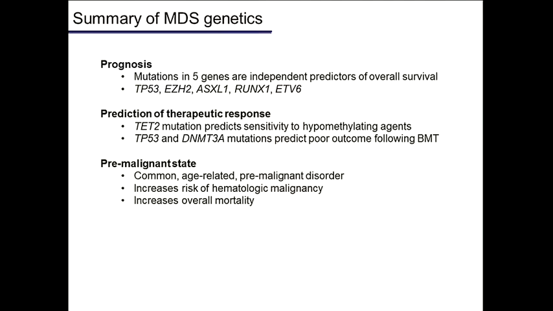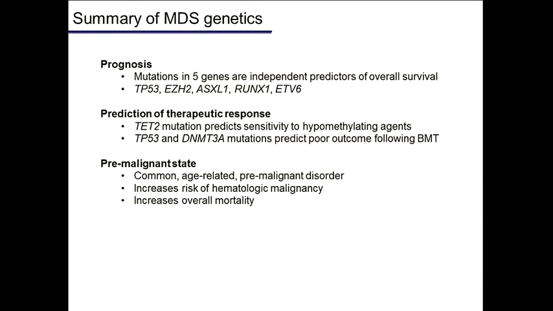So those were 3 quick vignettes that I wanted to tell you about the use of genetics in MDS, that we can use this for the prediction of prognosis, and this is already entered into clinical practice. For the prediction of therapeutic response, TET2 mutations predict sensitivity to hypomethylating agents. I didn't tell you that story. P53, DNMT3A, and TET2 mutations predict poor outcome following bone marrow transplant.